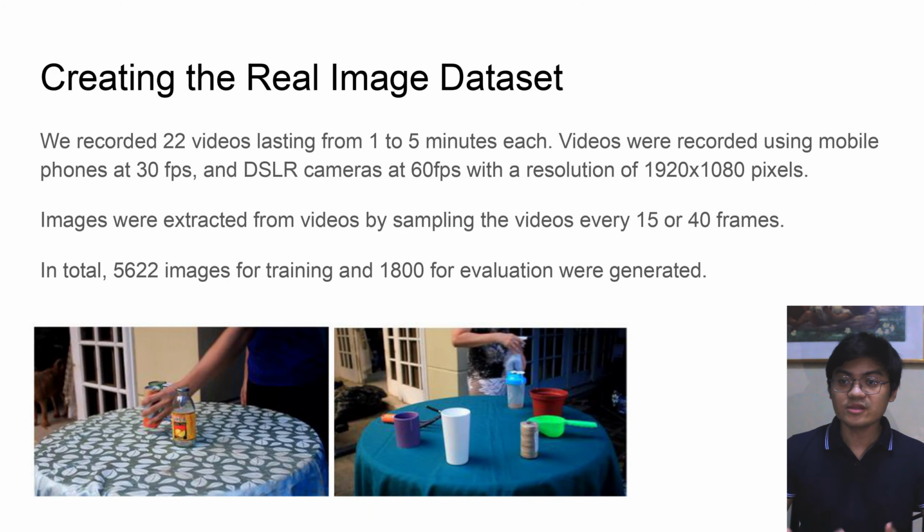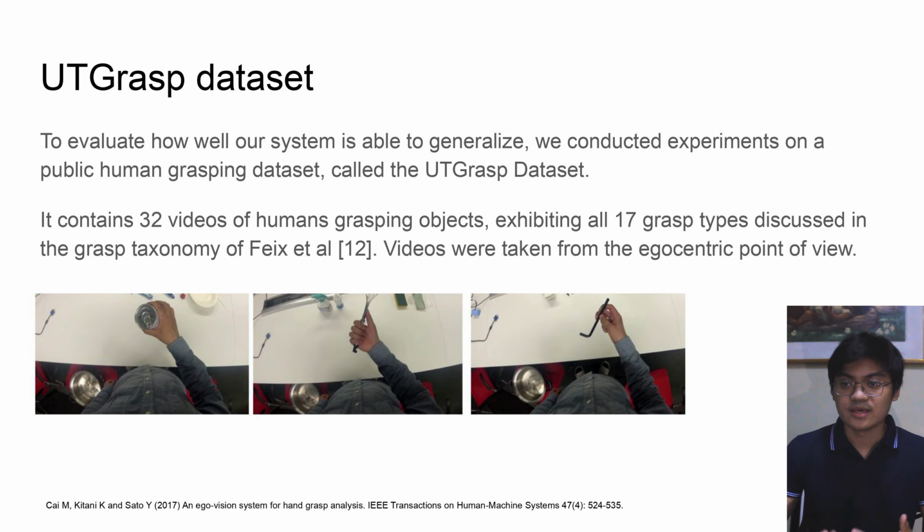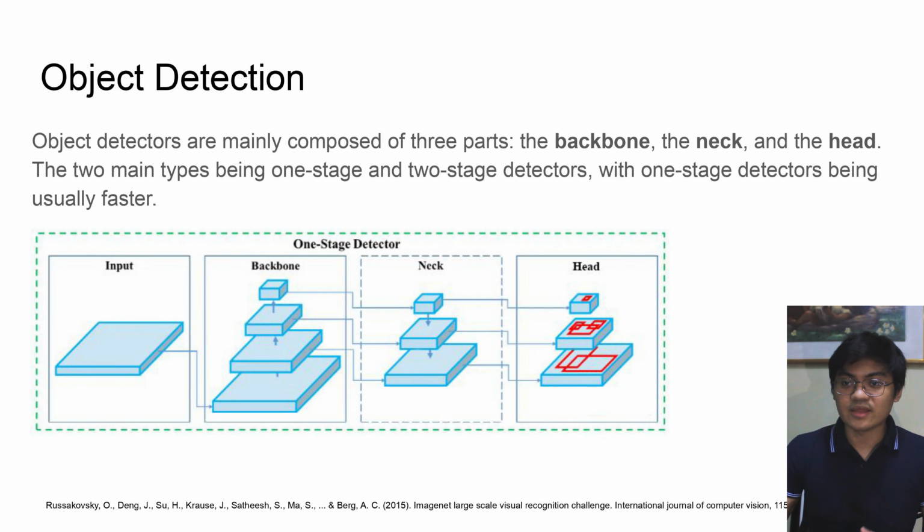We recorded 22 videos lasting 1 to 5 minutes each. Images were extracted from the videos by sampling them. We generated 5,622 images for training and 1,800 for evaluation. To evaluate how our system is able to generalize, we conducted experiments on a public human grasping dataset called the UT grasp dataset.